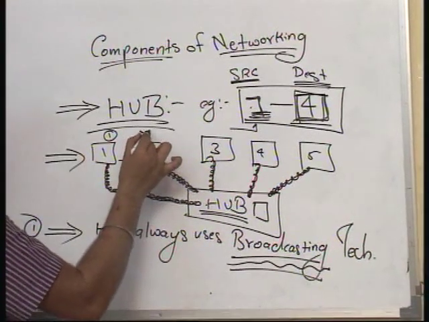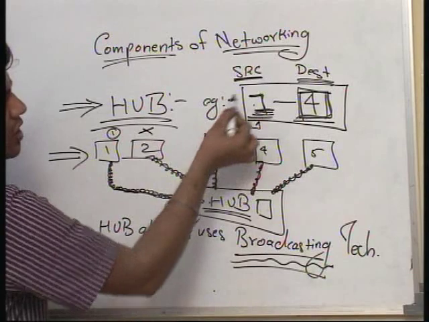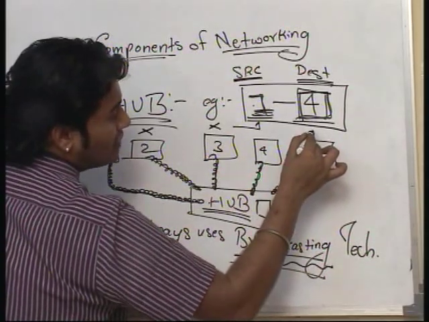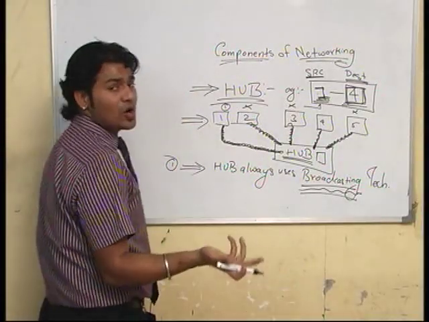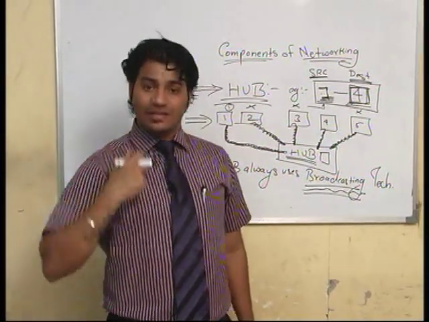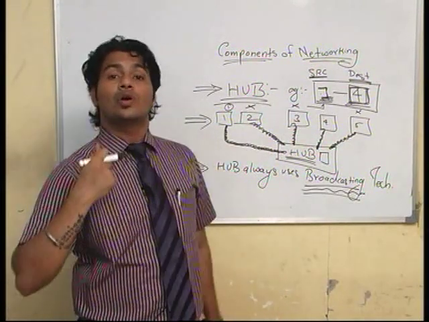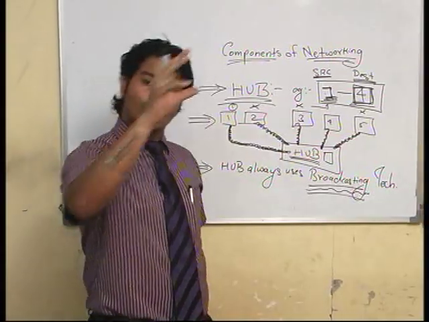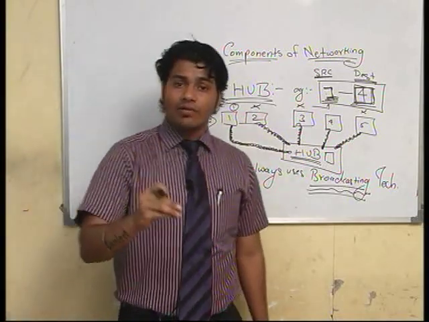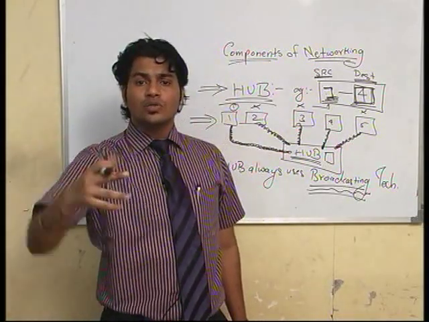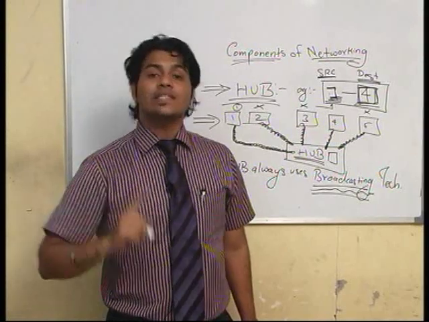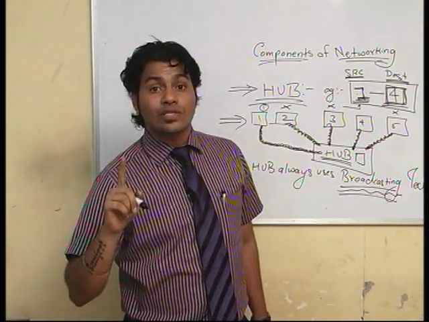Now PC 2 will say, this is not my data, I'm not the destination. PC number 3 will say, of course even I am not the destination. PC number 4 will say, yes, this is my address, or this data belongs to me. Indirectly the data will be captured and delivered to the destination PC. So what? But there is a drawback. In a hub, broadcasting is there, but flooding is also done.